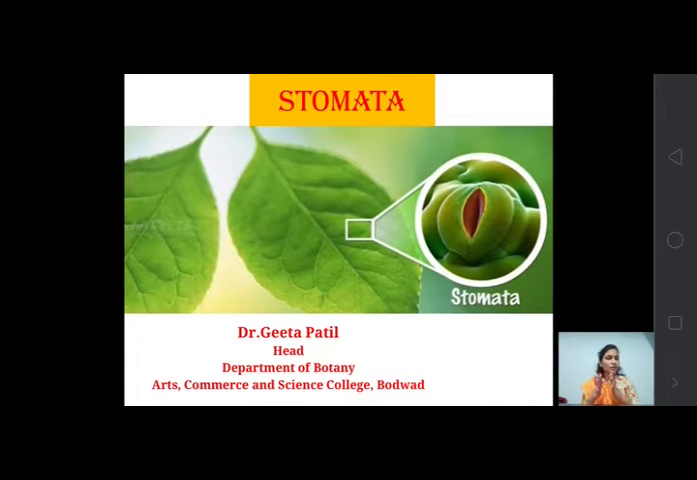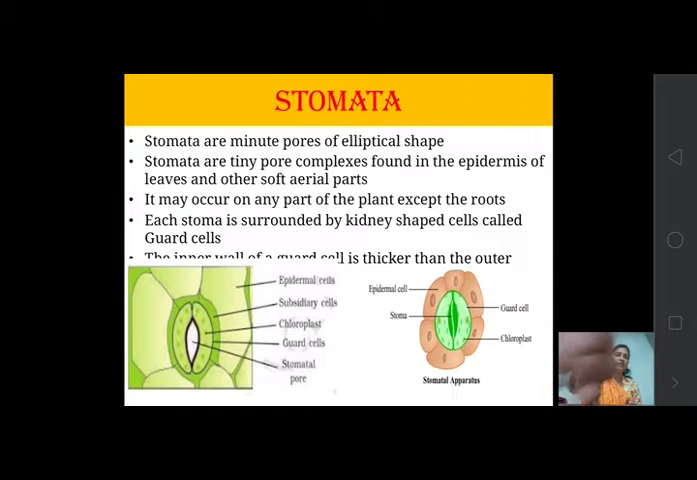It is present only on the aerial, young part of the plant body. Generally it is present on the leaves, but it is also present on the young stem. It is absent in root. So let's start with the stomata.